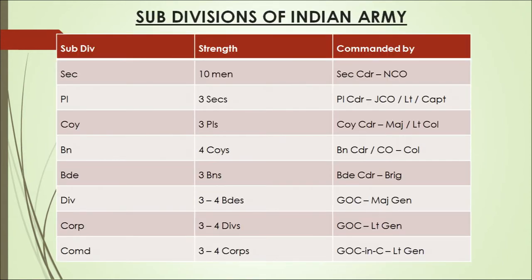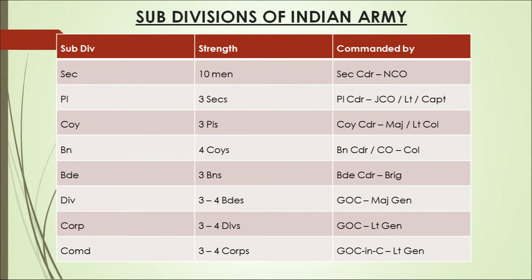The subdivisions of the Indian Army. A standard infantry organization is where 10 men form a section. The section is commanded by a section commander who is a non-commissioned officer. 3 sections make a platoon, commanded by a platoon commander who is a JCO or a young officer, a lieutenant or a captain. 3 platoons make a company, commanded by the company commander who is a major or sometimes lieutenant colonel. 4 companies make a battalion, which is commanded by the commanding officer of the rank of colonel.